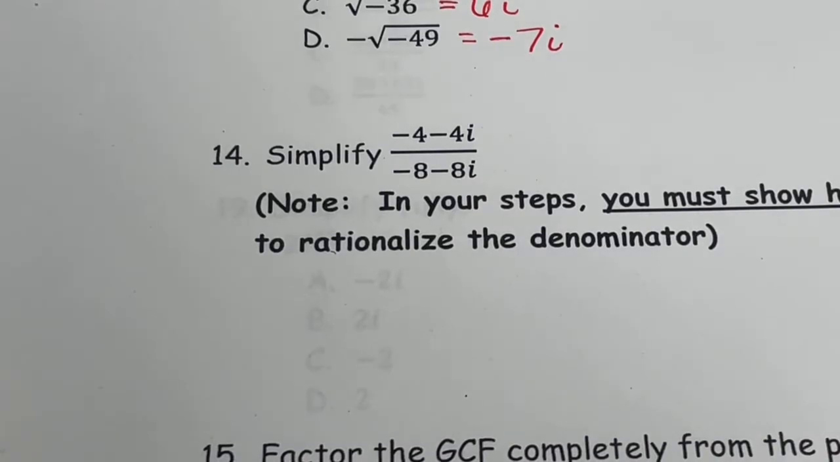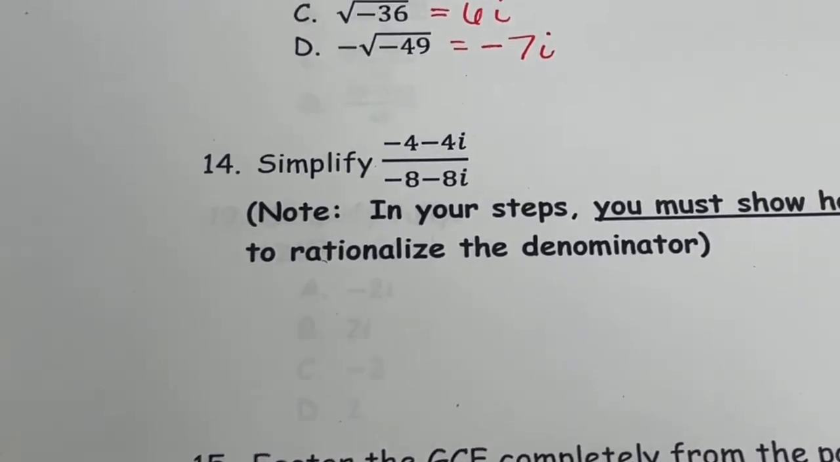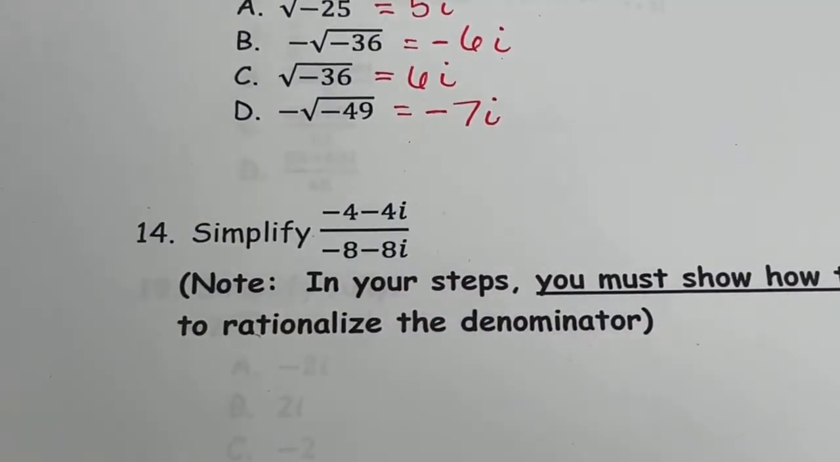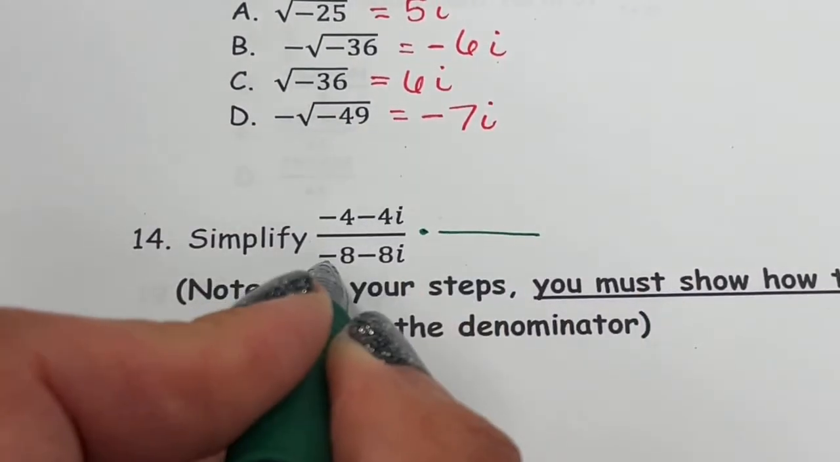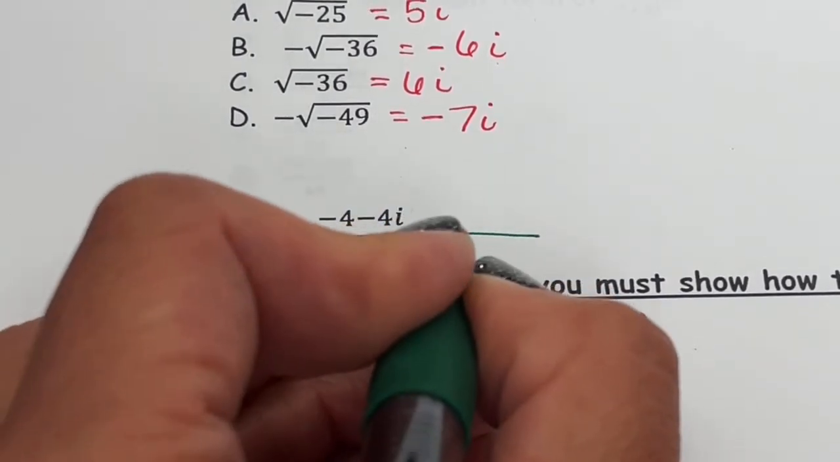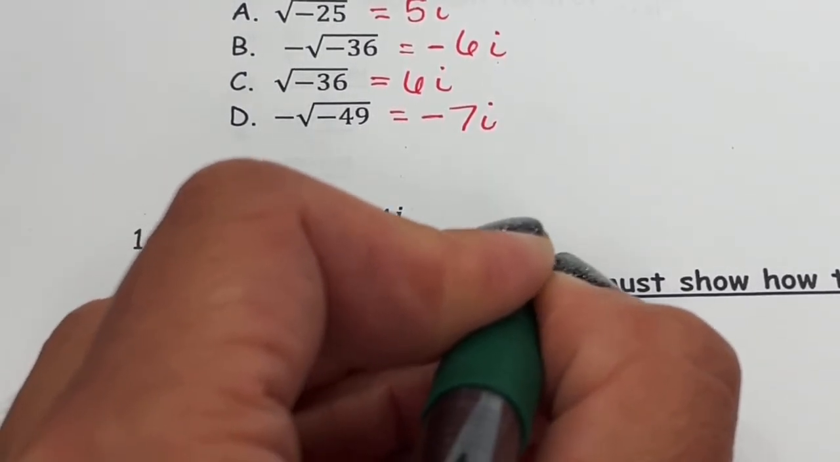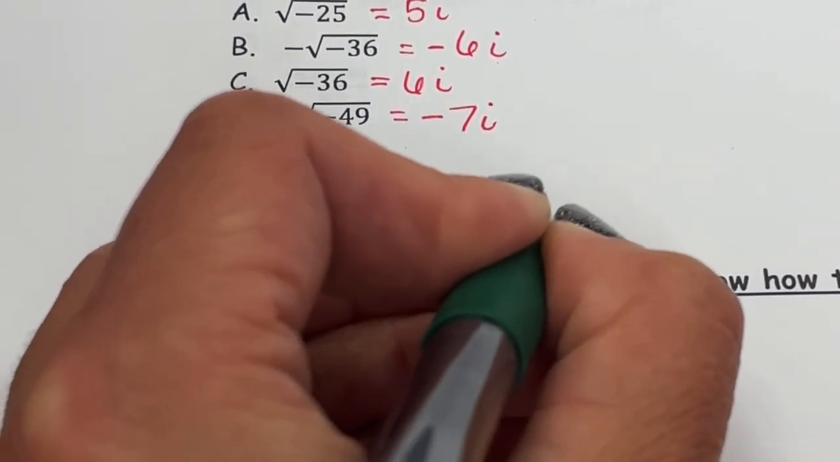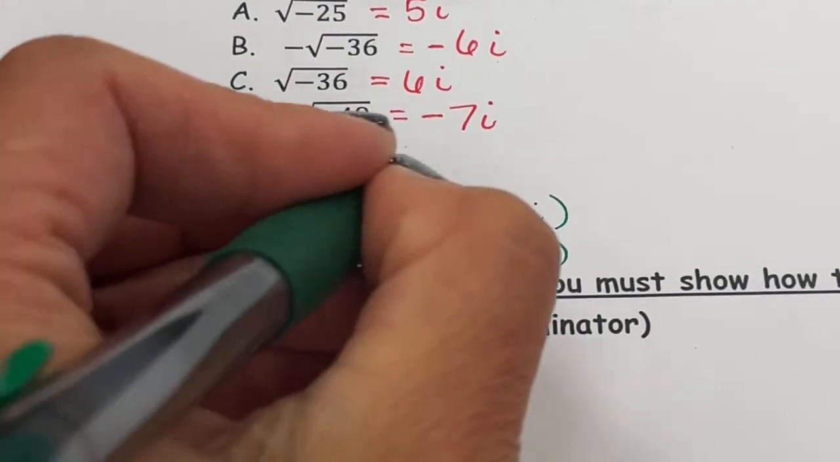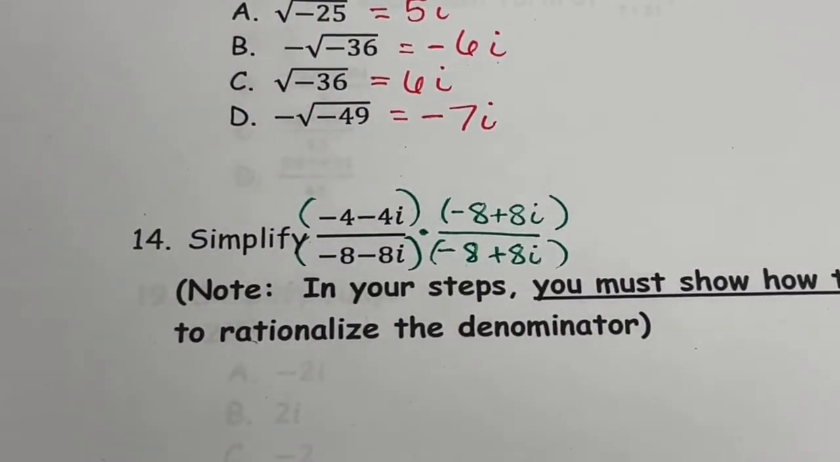Number 14. Simplify negative 4 minus 4i over negative 8 minus 8i. In your steps, you must show how to use the complex conjugate to rationalize the denominator. Basically, we can't have i's in the denominator, just like you can't have radicals in the denominator. So we have to multiply by its complex conjugate. The complex conjugate of negative 8 minus 8i is negative 8 plus 8i. And I have to multiply that top and bottom to keep it equally balanced. I'm going to put parentheses because I feel like they're naked without them.